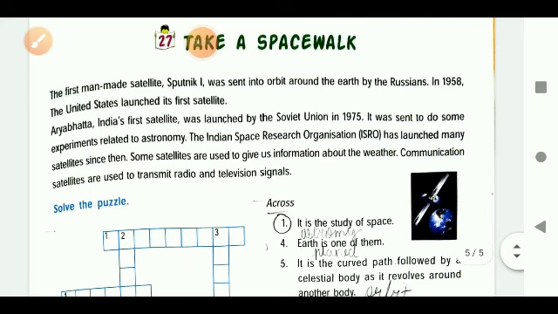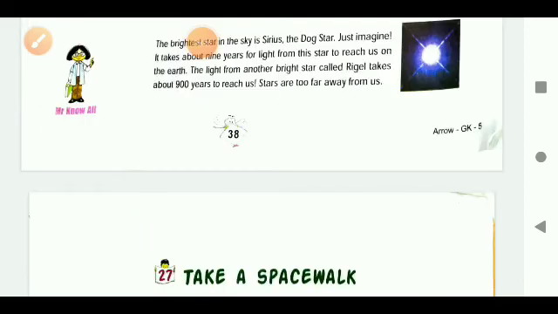So students, in short, we have revised lessons number 24 to 27 so that you can get an idea of the question paper of unit test 4.